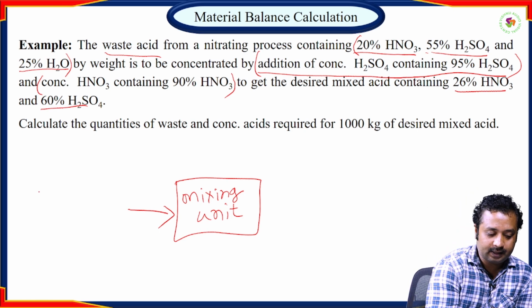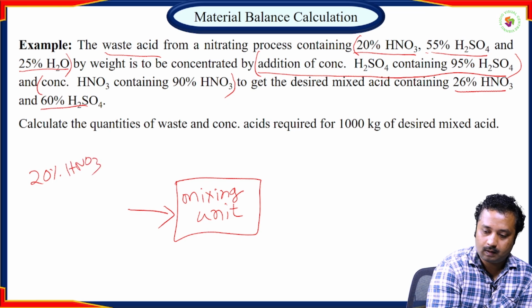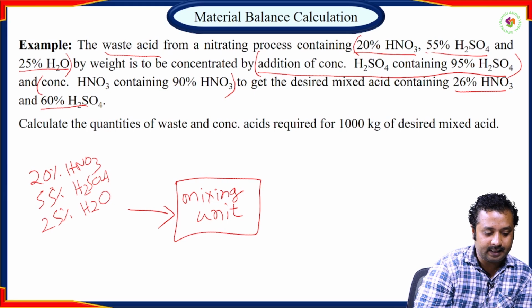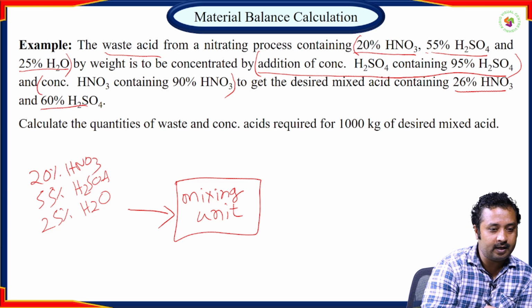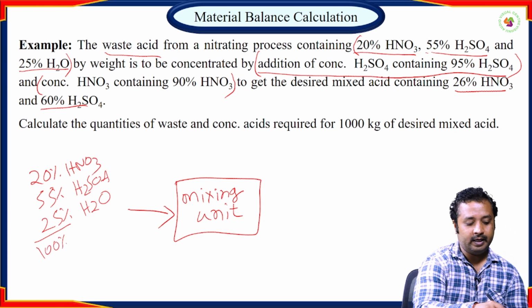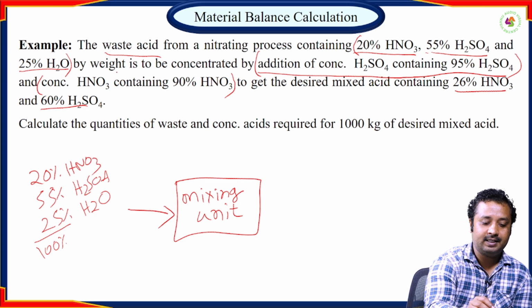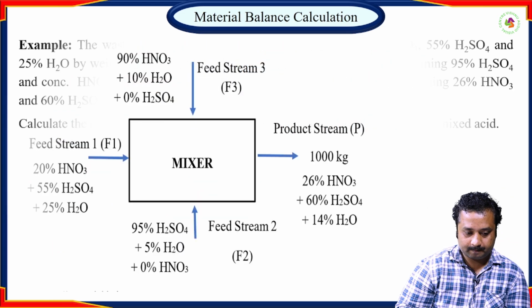Okay, what is its composition? The composition is 20% HNO3, 55% H2SO4 and 25% H2O. Let us calculate the total percentage: 55, 20, 25, it is coming to around 100%. All the components are mentioned and the total percent is 100%, and these are all weight percent, as given in the question.